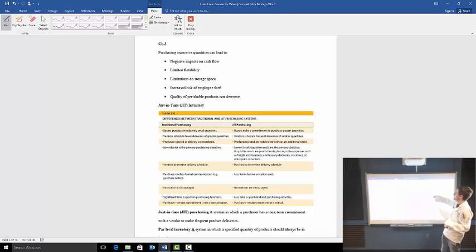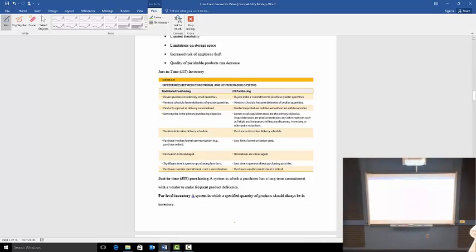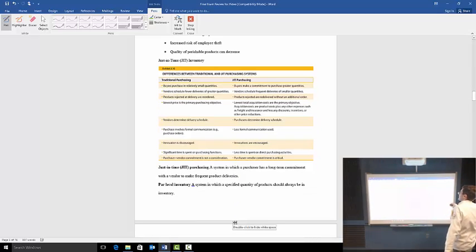And then your quality of perishable products can decrease. If you buy produce 2 weeks ahead of time, it's not going to hold for you in most cases. So make sure to keep these in mind and purchase the proper quantities. And then we briefly talked about just-in-time inventory.